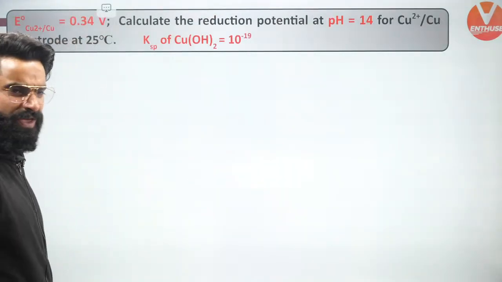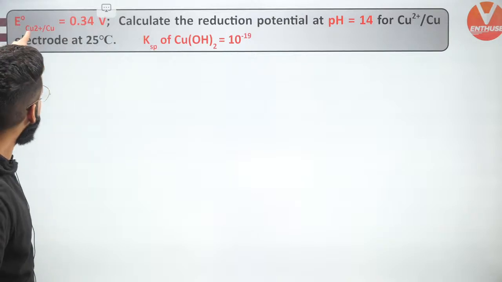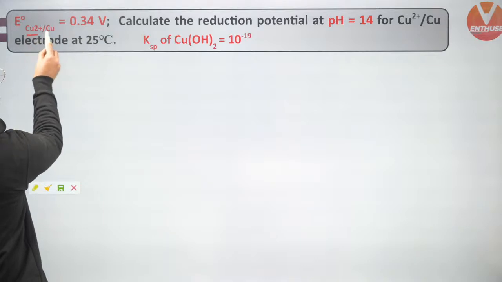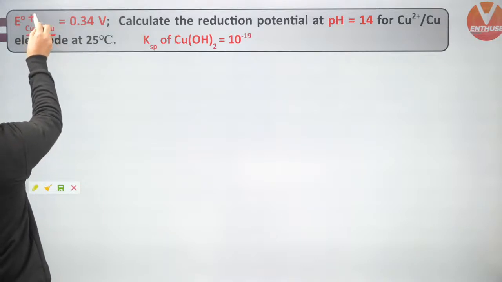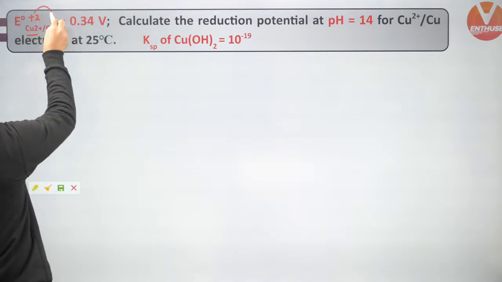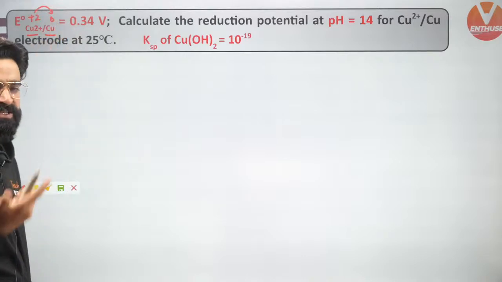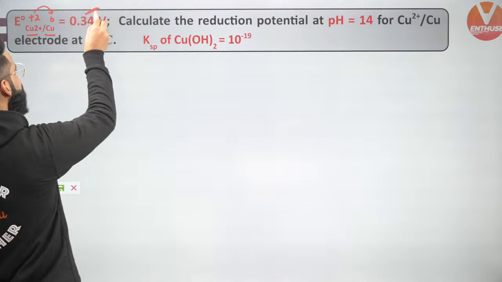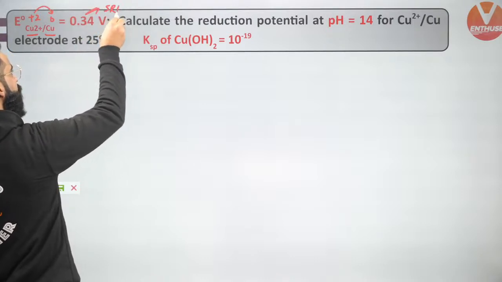See guys, we are given the standard reduction potential of copper. Yes, because Cu2+ is getting converted to Cu. That means oxidation state is changing from +2 to 0. +2 to 0 means decrease in oxidation state. Decrease in oxidation state is what we call reduction. So this is basically the standard reduction potential of the copper which is given to us.